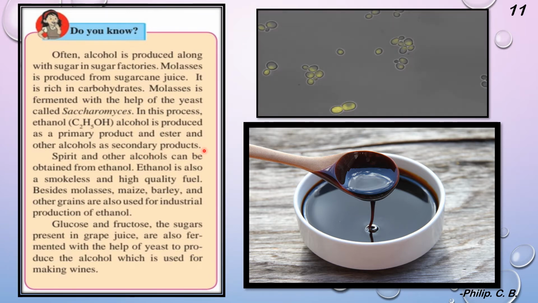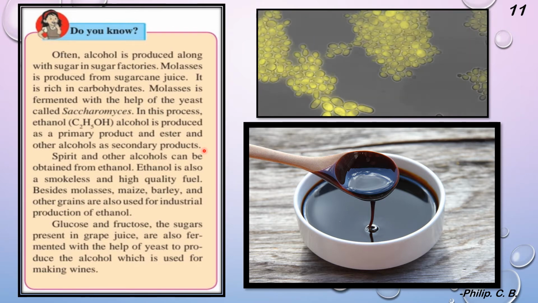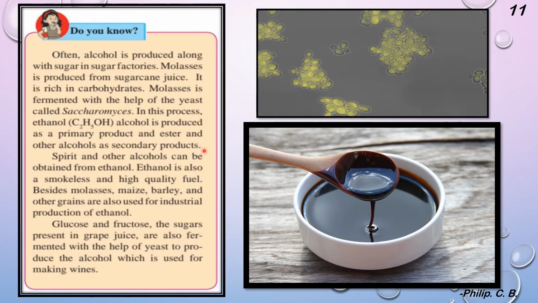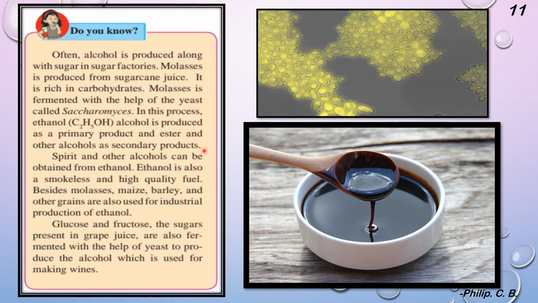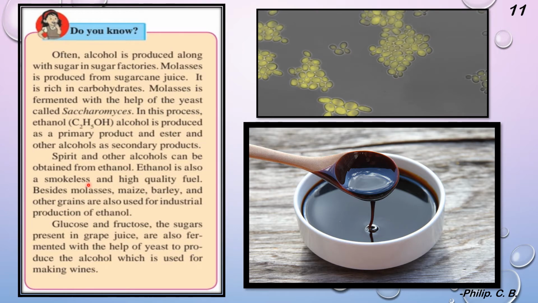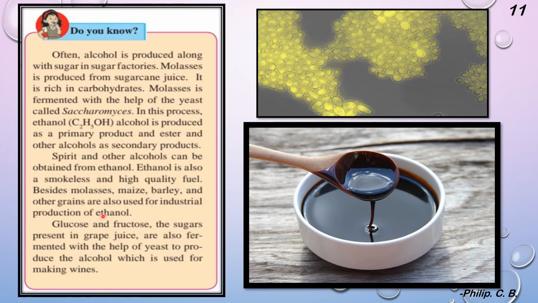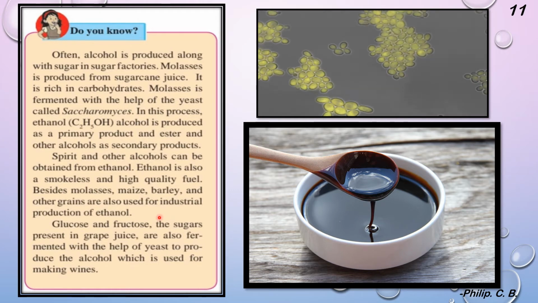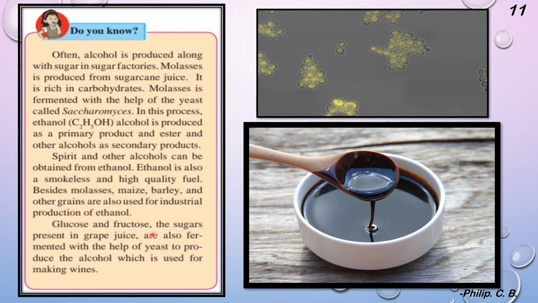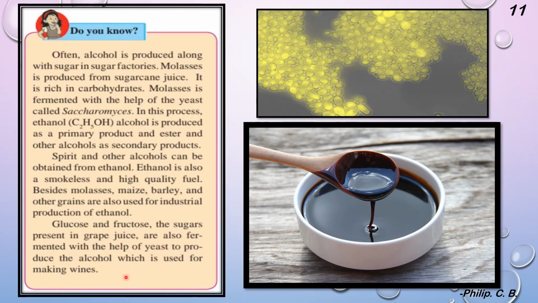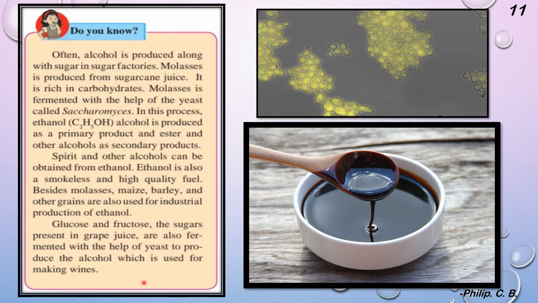Now, as we know, sugarcane juice, all of you might be liking it, right? Now, with the sugarcane, the factories produce molasses from this sugarcane juice, and with the help of Saccharomyces, that is yeast, spirit and other alcohols can be obtained from ethanol. Ethanol is also a smokeless and high quality fuel. Besides molasses, maize, barley and other grains are also used for industrial production of ethanol. Glucose and fructose, the sugar present in grape juice, are also fermented with the help of yeast to produce the alcohol which is used for making wines.